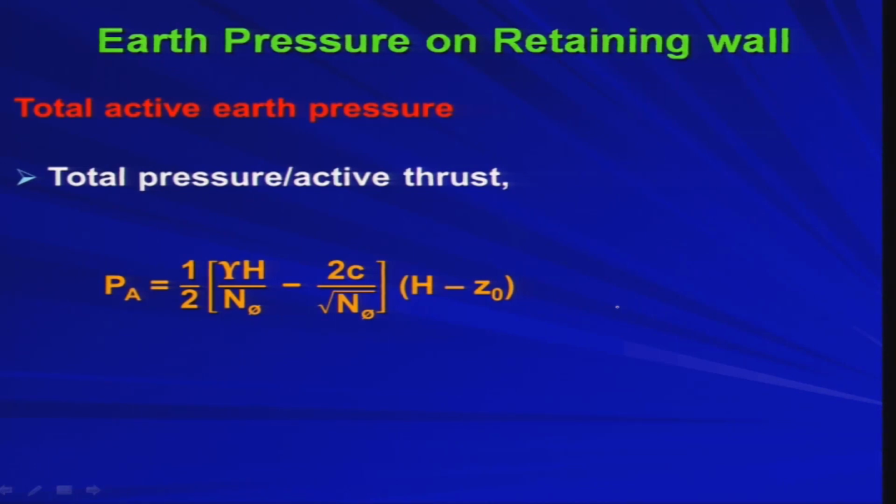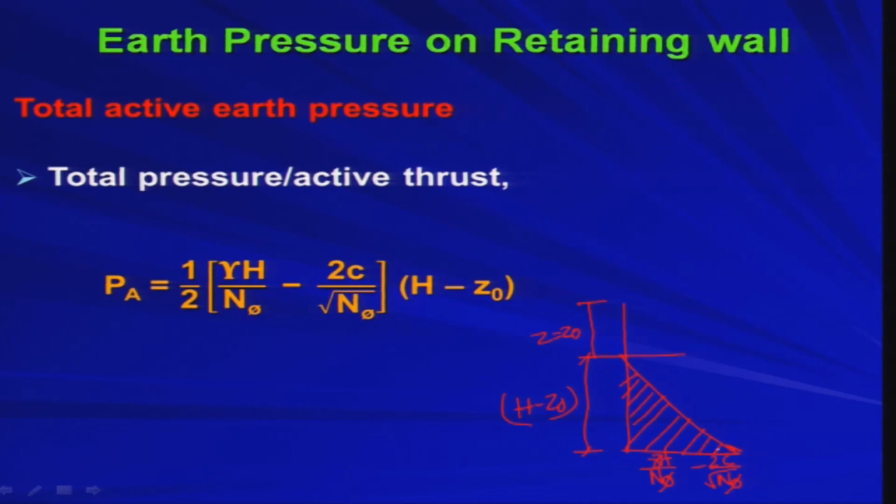So, this Pa, if you see this, is at z equal to z naught. From there we are getting this pressure, that is gamma h by N phi minus 2c root over N phi, and this depth is h minus z naught, as we have just seen in the previous slide. The total thrust will be nothing but the area under this triangular plot, this is your total thrust Pa. So that Pa is nothing but the area of this triangle, that means half into gamma h by N phi minus 2c by root over N phi into h minus z naught. So this is the total thrust.